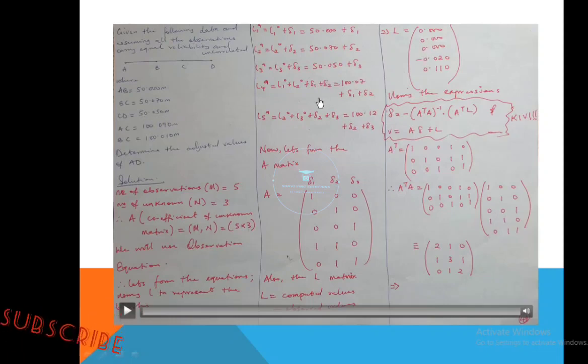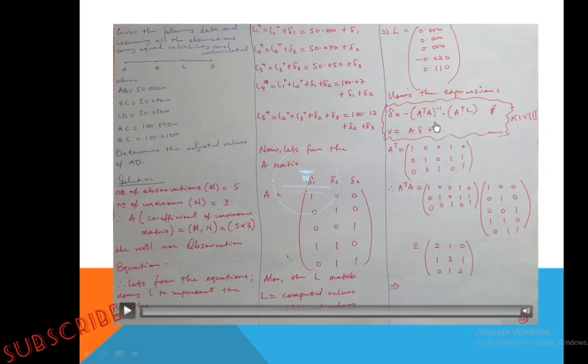Now, this is where you now have some values. Please, you can confirm these values with your calculator. 100.07 minus 100.09, you would have something like minus 0.02, right? Good. Now, the next one is 100.12 minus 100.01. You would have something like 0.10, right? So this is now the L matrix, which is actually the computed values minus the observed values.